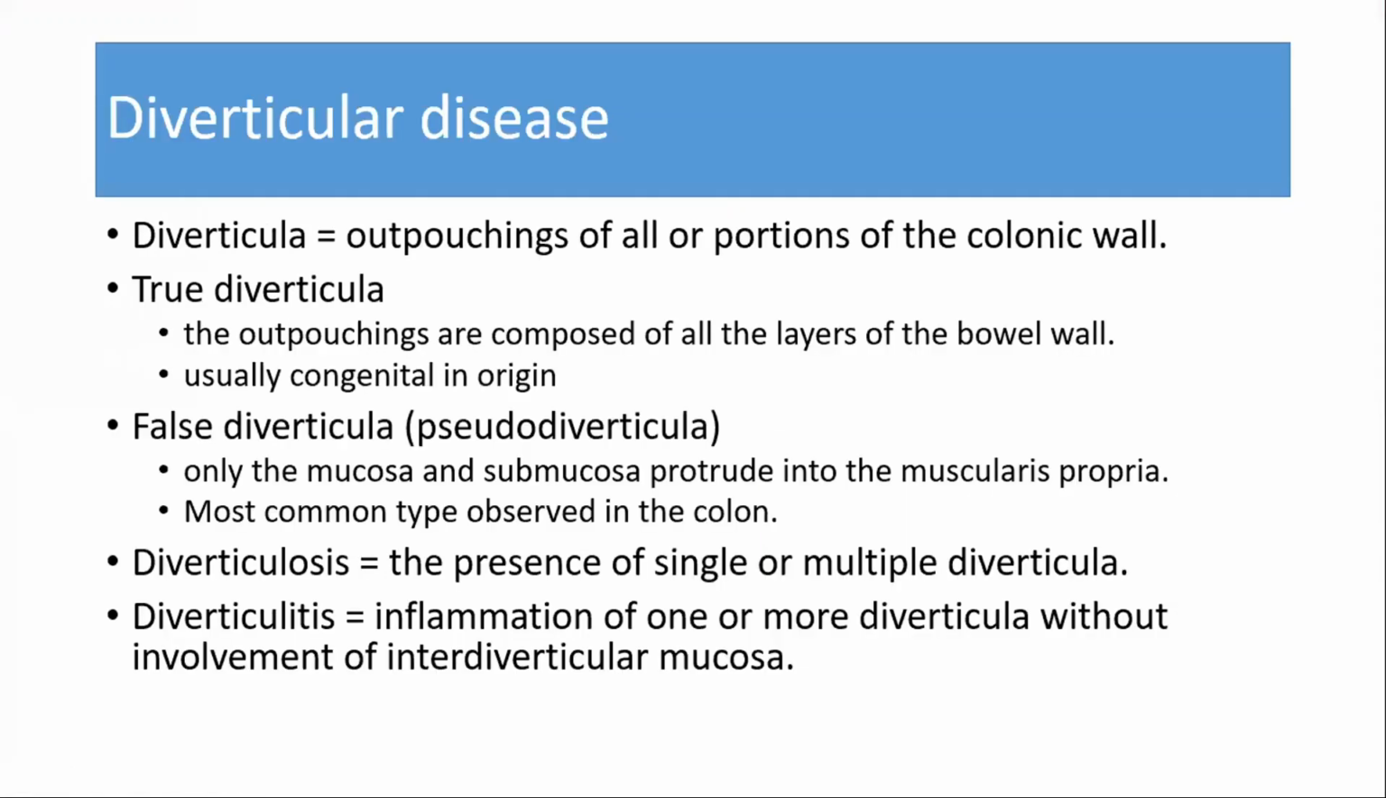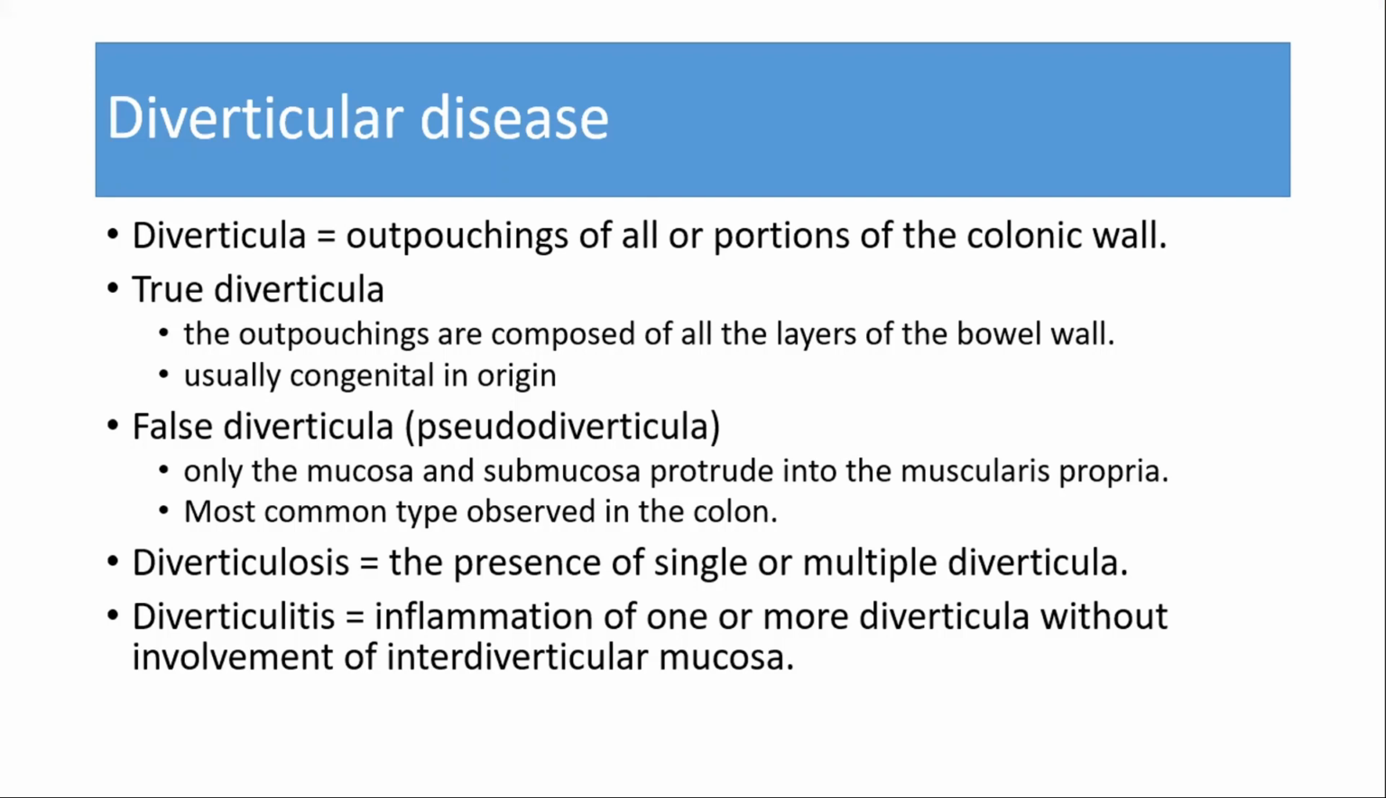All right, diverticular disease. When we talk about diverticular disease, we should focus on the terminology. Diverticulum is the singular, and diverticula is the plural. So diverticula are outpouchings of the colonic wall, and they can be true diverticula or false diverticula. True diverticula are when the outpouching is composed of all layers of the bowel.